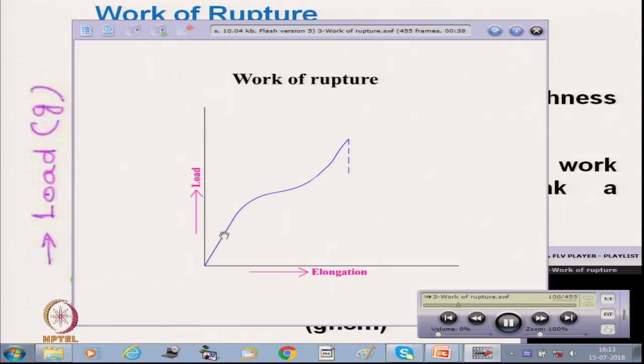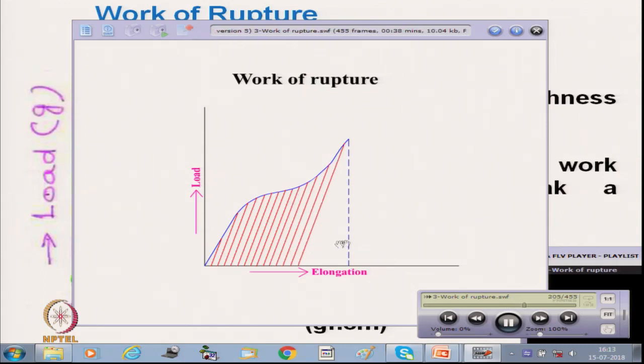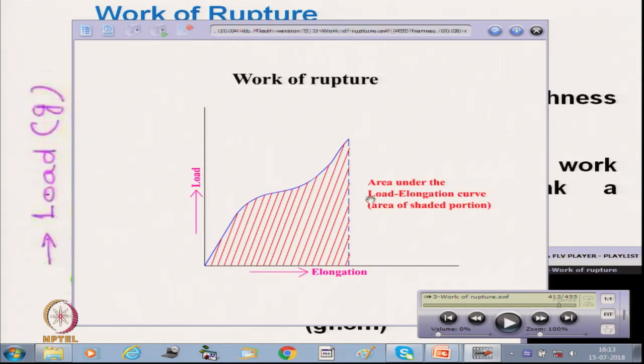This is the load elongation curve. We must be very careful. This is the area under the load elongation curve, not the stress strain curve, because it is the energy, okay. Load, that is force, multiplied by the elongation, and this is the work of rupture. Okay. So, area under the load elongation curve.